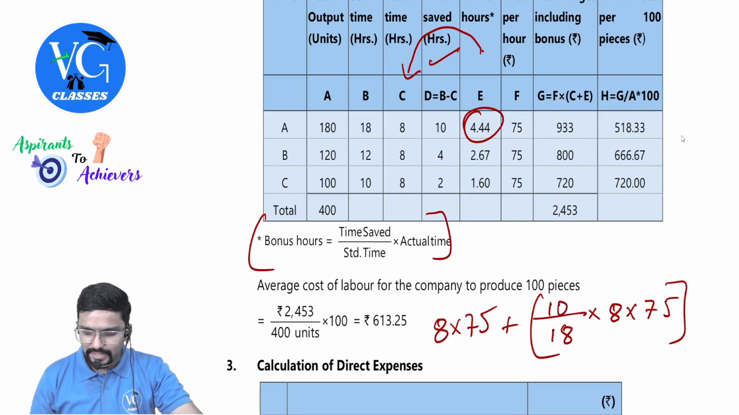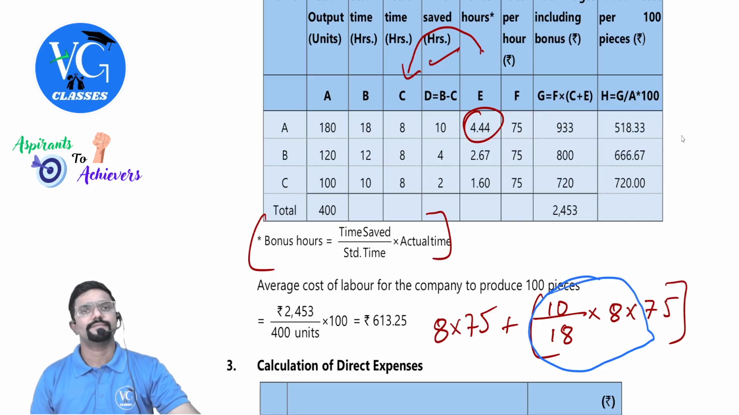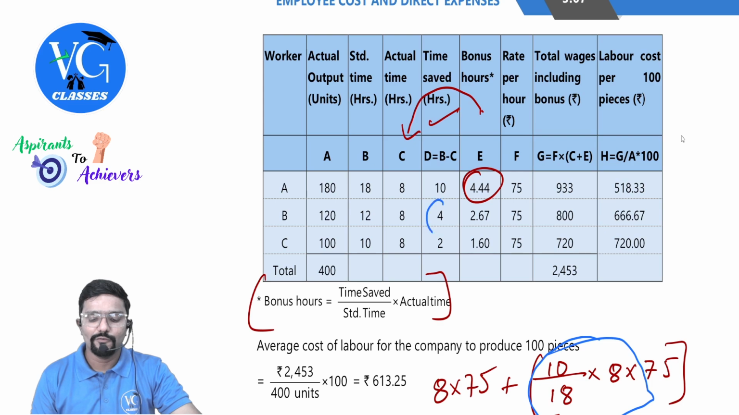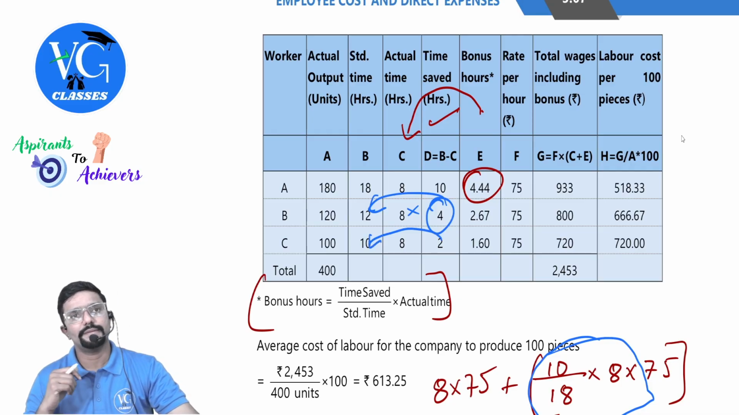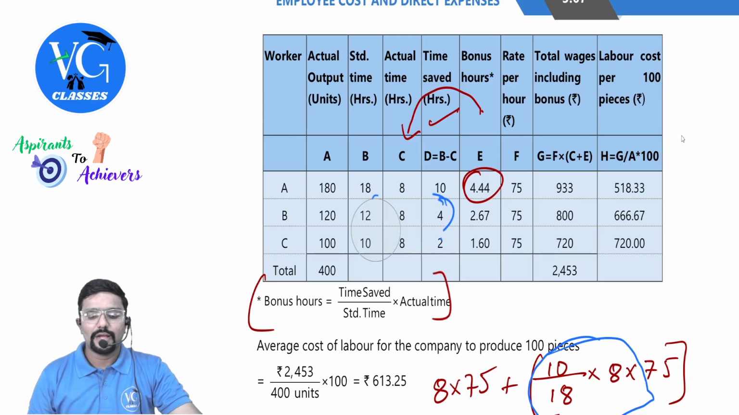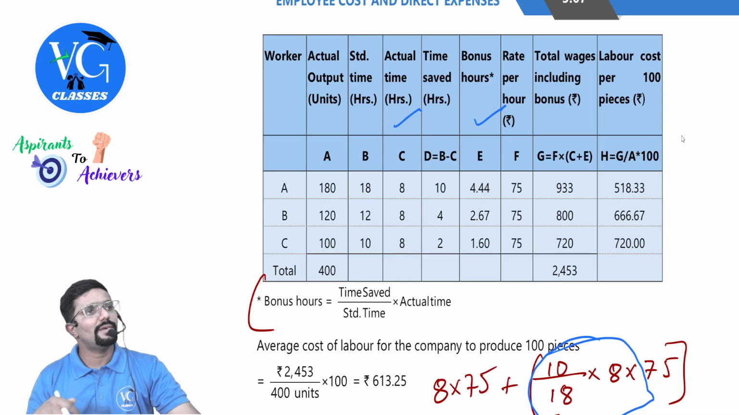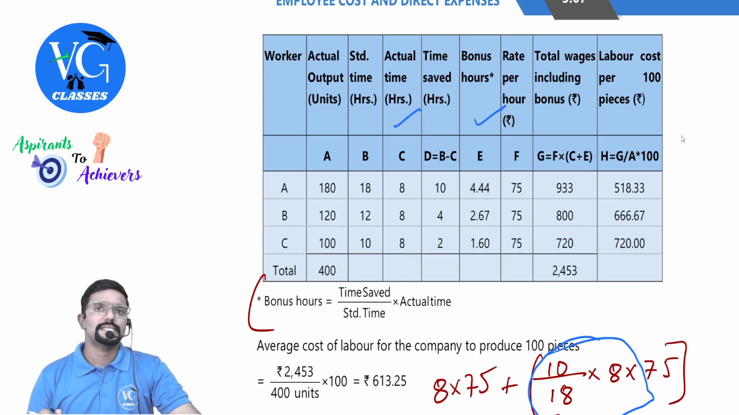Guys, it is nothing but only this part. 10 by 18 into 8. How much do you get? 4.44. Same way here, 4 by 12 into 8. Here it is 2 by 10 into 8. Then they will add these bonus hours to the actual time taken. Then multiply it with the hourly rate, guys.